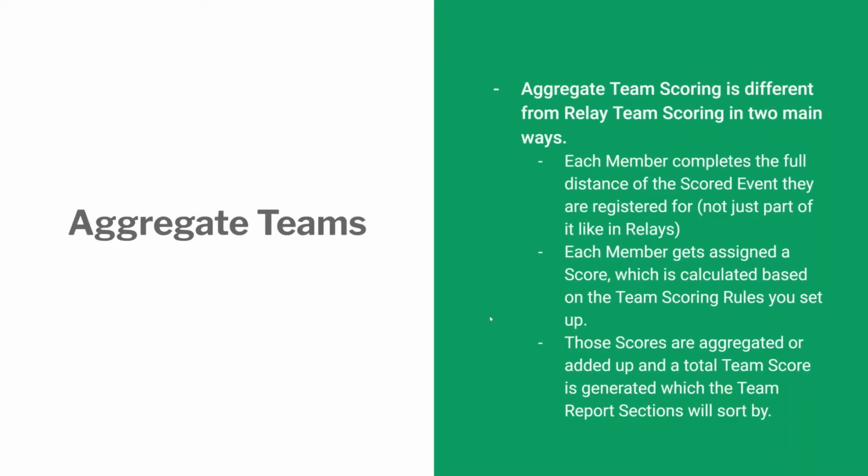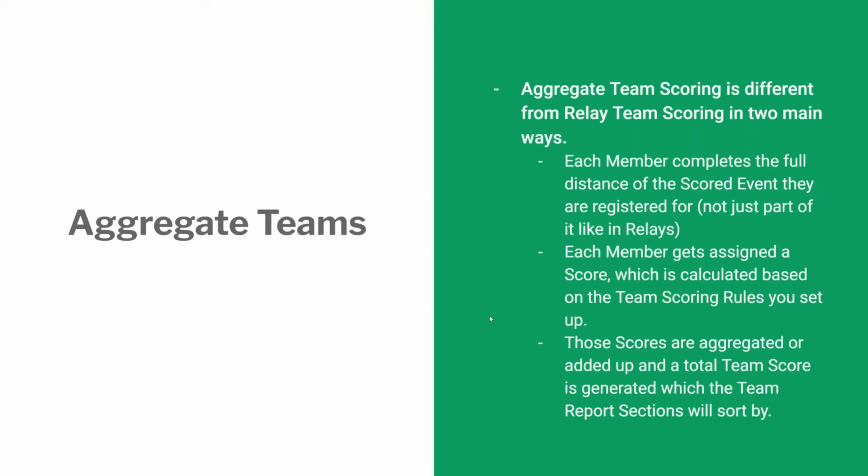So aggregate teams, we have gotten this far and we haven't talked about what they are yet. Aggregate teams are a little bit different from relay teams. A lot of you may already know this, but I need to describe it for those who may not quite understand. The way that an aggregate team works is that each member completes the full distance of the scored event that they are registered for. So everybody is doing a 5K. They happen to be a part of a team, but they're not doing a portion of the 5K. They're doing the full distance.